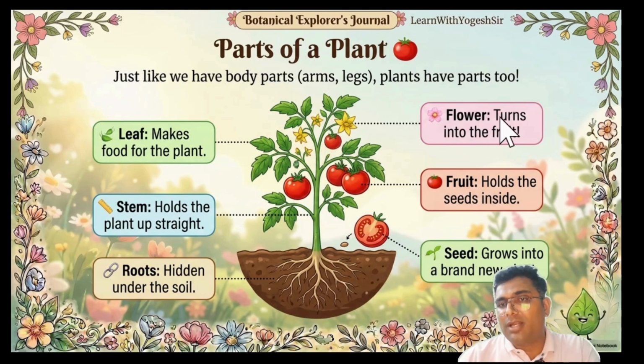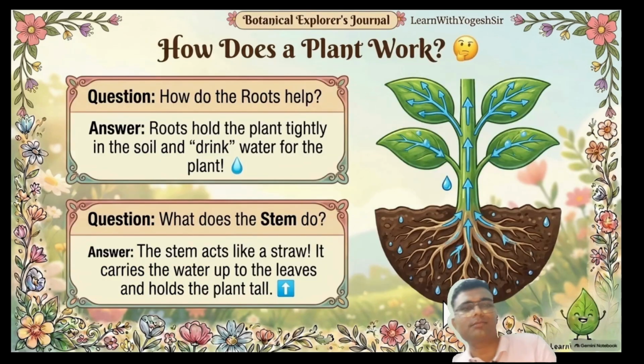Next is the flower. The flowers are very beautiful. The smells are very good. All of you love flowers. A flower turns into a fruit, and all of you know that fruits are juicy, sweet, sour. Fruits hold the seeds inside. Inside the fruit there is a seed that grows into a brand new plant.